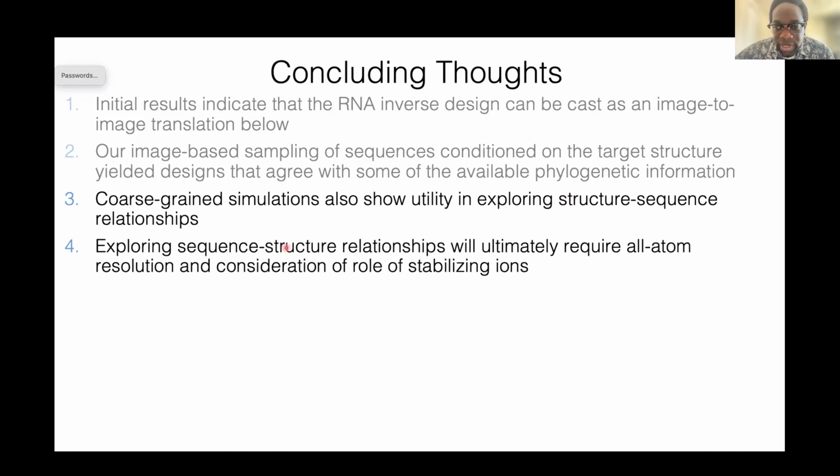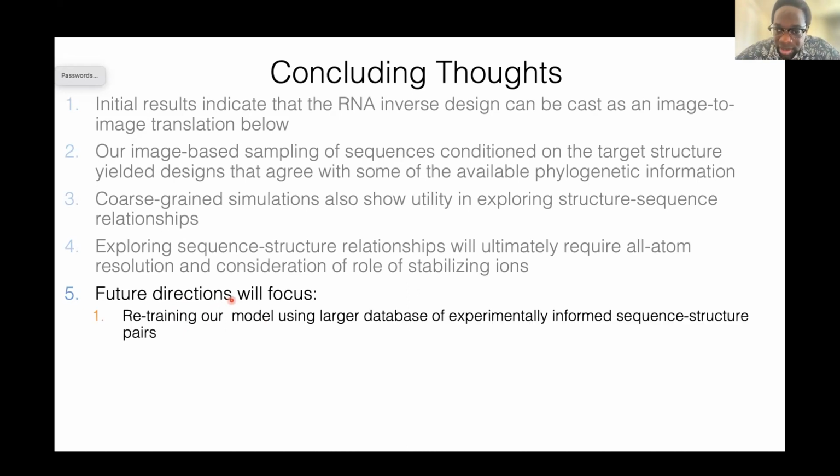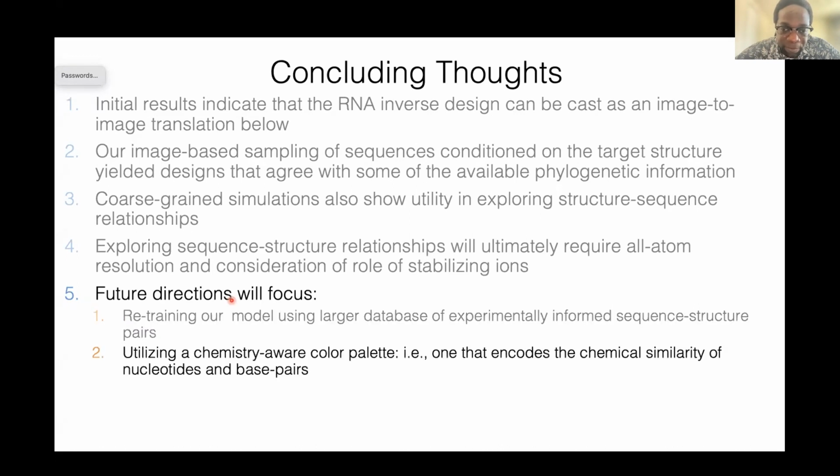And exploring sequence structure relationships will ultimately require all-atom resolution and consideration of the role of stabilizing ions, right? And so this is more of a comment rather than something that we clearly demonstrated. So future directions that one could imagine taking with this work would be, one, retraining the model using larger data sets of experimentally informed sequence structure pairs, utilizing a chemistry-aware color palette.